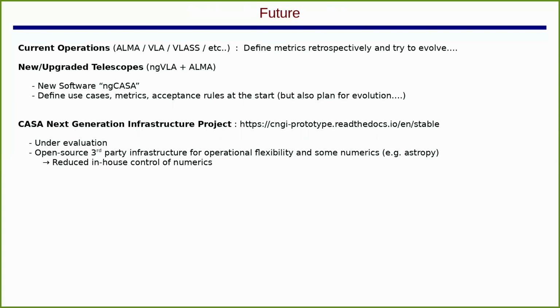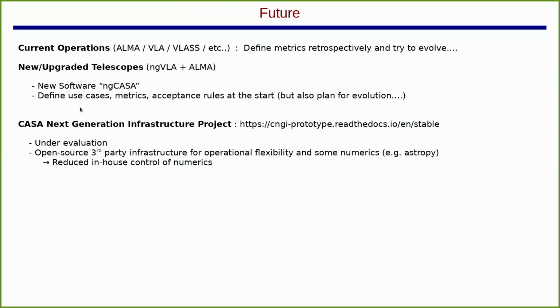And we will be working to define metrics retrospectively and try to evolve the way people view the correctness of the software. For a new telescope, that is the NGVLA, and upgrades to existing telescopes such as those planned for ALMA, we are most likely going to require a new software package, and work has begun on prototyping this. But here's an opportunity to define all of this correctly upfront. And so since we haven't started yet, we can theorize.